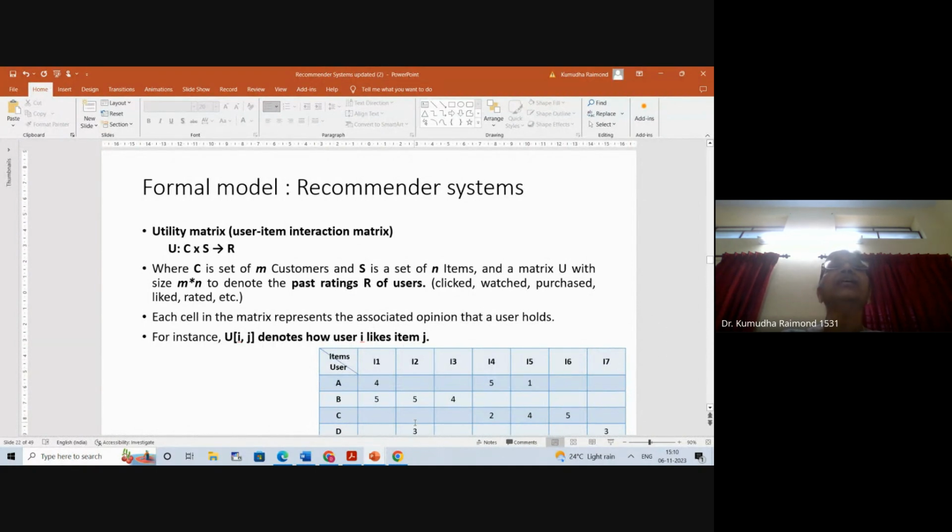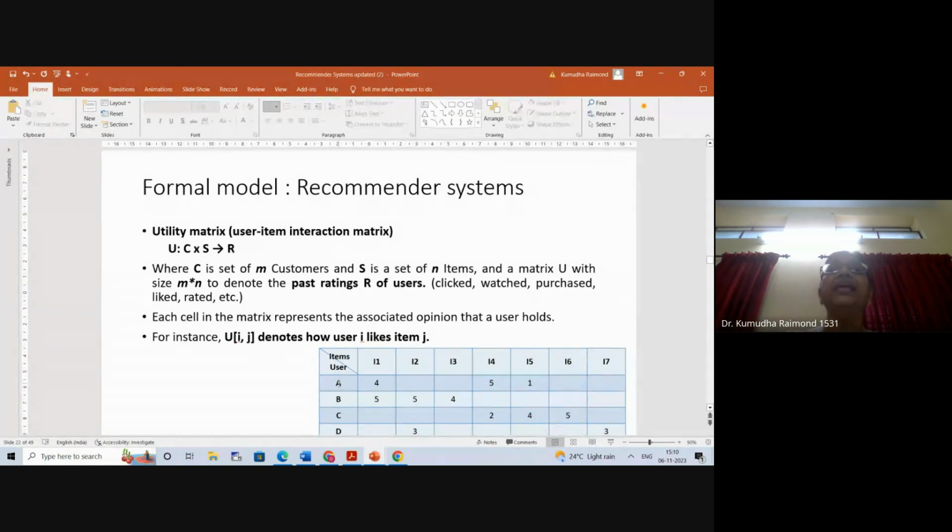What this particular table corresponds to: C is the set of customers, S is the set of N items. So there are a lot of customers or users, and S is the number of items. S is a set of N items, and matrix U with M times N denotes the past ratings of the users. So it is actually going to help us fill in those details.